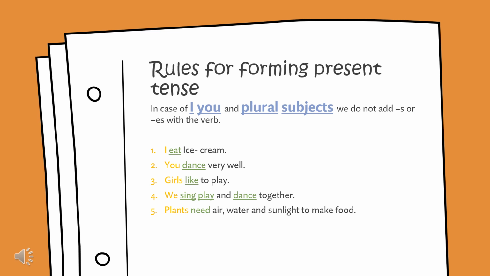I eat ice cream. You dance very well. Girls like to play. We sing, play and dance together. Plants need air, water and sunlight to make food. In these examples, students, just look at the subjects of the sentence. I, you, girls, we, plants. These are the subjects of the sentence, and these are considered plural subjects.